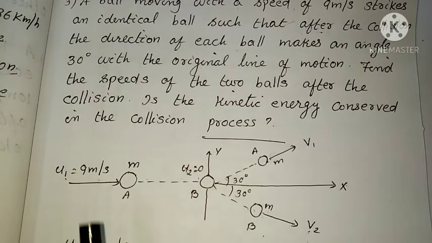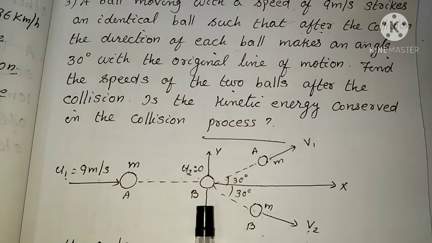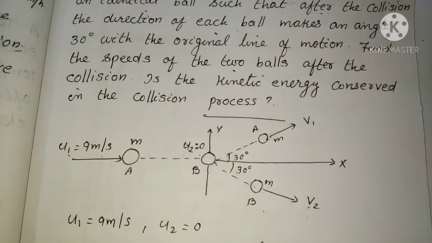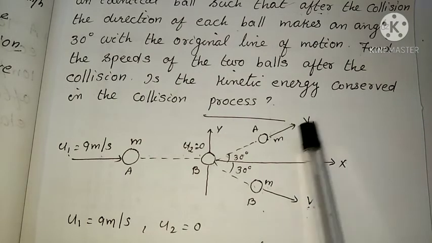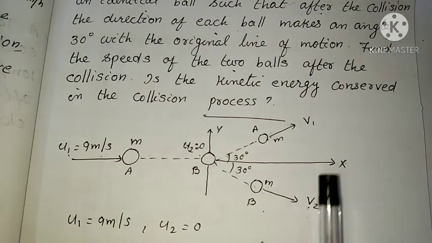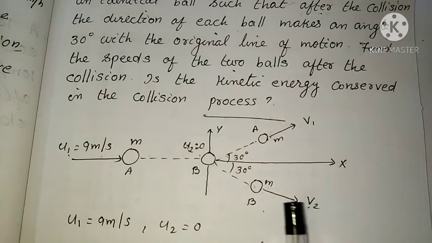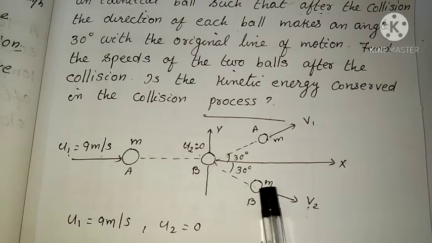A ball moving with a speed of 9 meter per second, u1 equal to 9 meter per second. Let the mass of the ball be m and the second ball stationary, that is u2 equal to 0. Then after the collision, the two balls move with a velocity v1 and v2 with an angle 30 degree with the original line of motion. So after the collision, the velocities of the ball split into two components. One is v1 cos theta 1 and v1 sin theta 1, and here also v2 cos theta 2 and v2 sin theta 2.